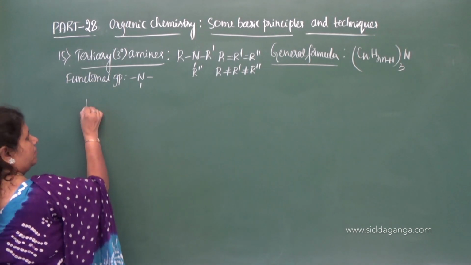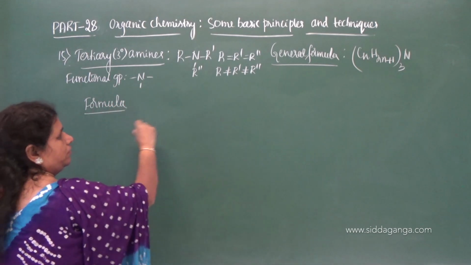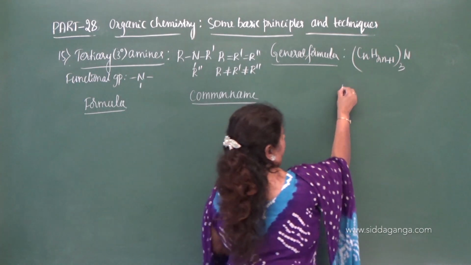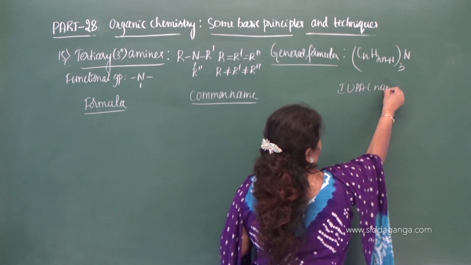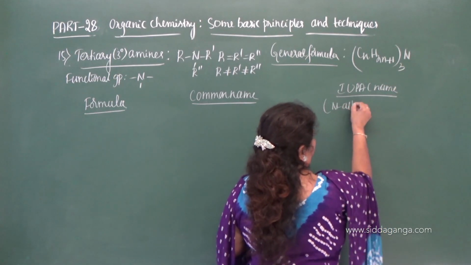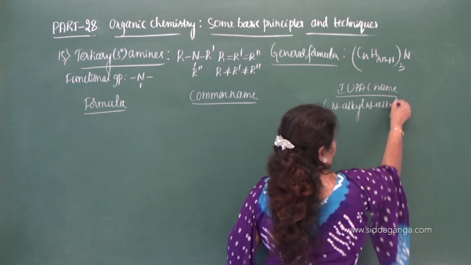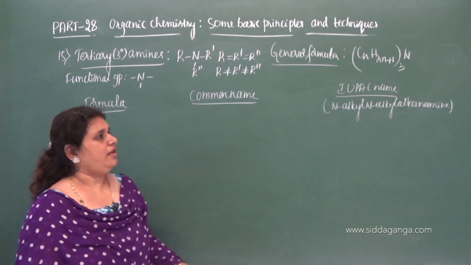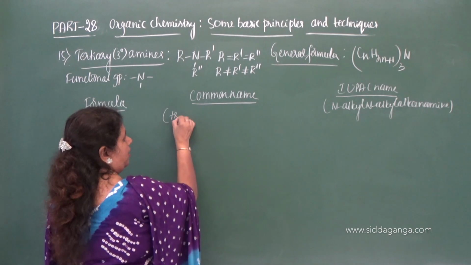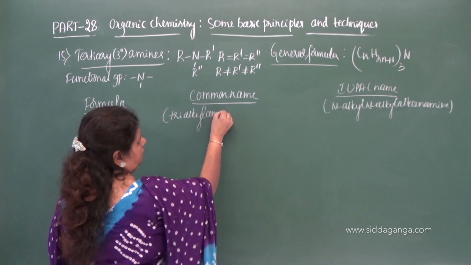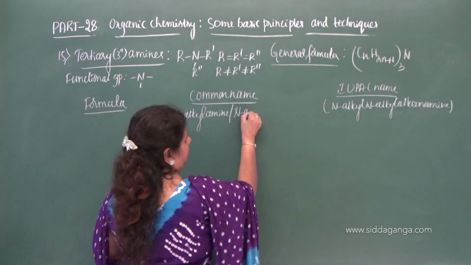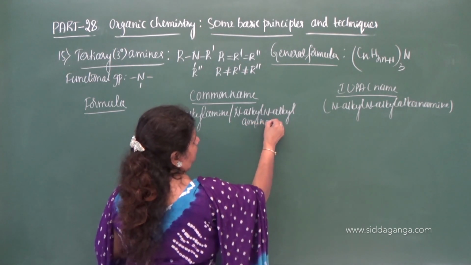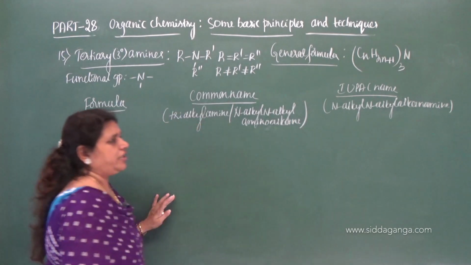Formula, common name, and IUPAC name. So here N-alkyl, N-alkyl, alkanamine, and here you can write it as trialkylamine or N-alkyl, N-alkyl, amino alkane. So in that way you can write the name.